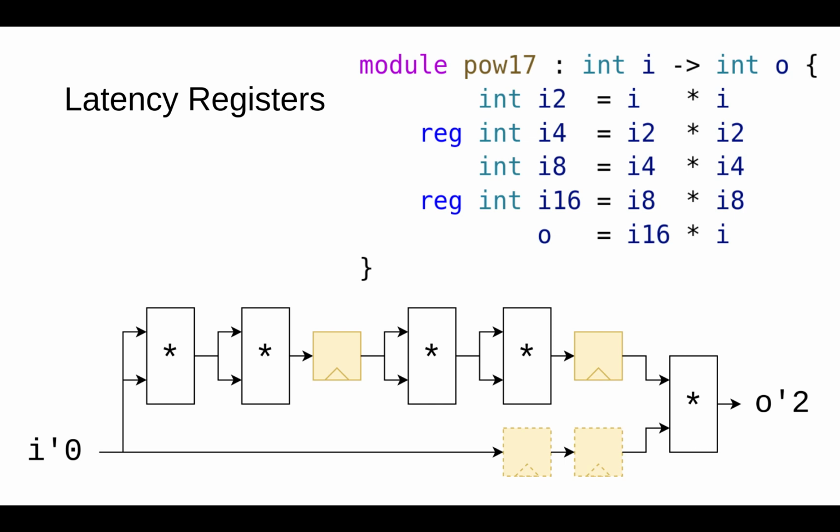So here I have an example of a module that computes the 17th power of some number that you give it. It does this by simply multiplying it by itself 16 times and then multiplying that by the original. Now, the intention for the latency counting system is for the programmer to first write their hardware without any pipelining and then simply add registers along the pipeline where required by adding reg keywords before statements.